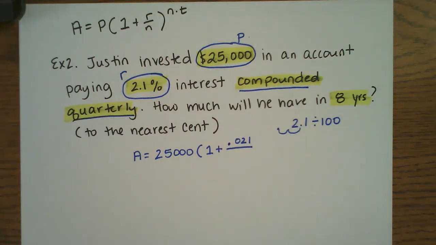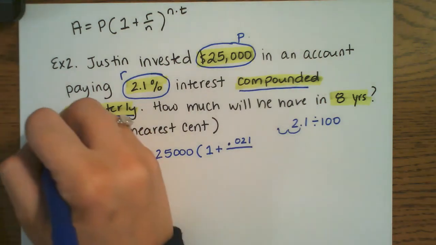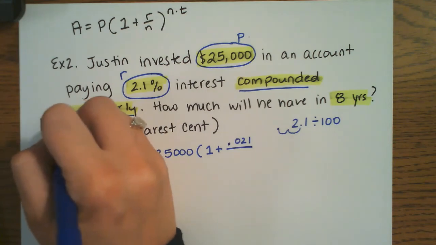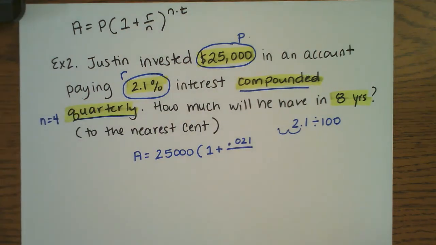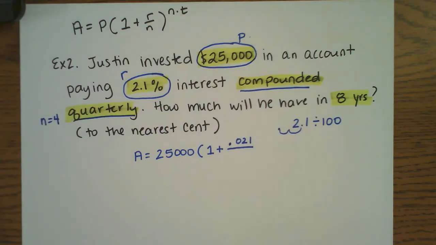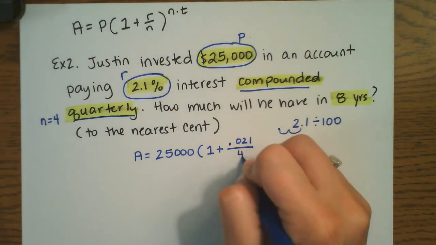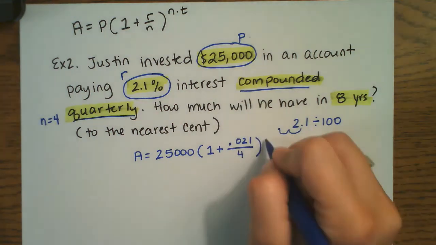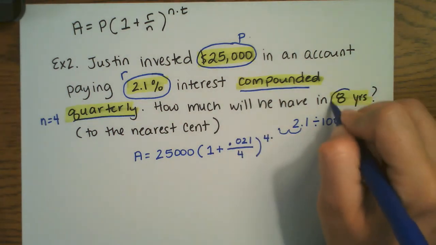So you can think of that as there are 4 quarters in a dollar. So there are 4 quarters in a year. Like in a semester, there's 2 quarters. So in a year of school, there's 4 quarters. To the 4 times 8.